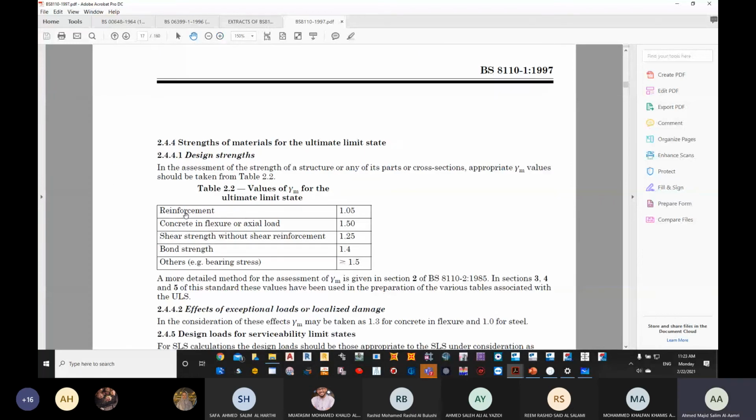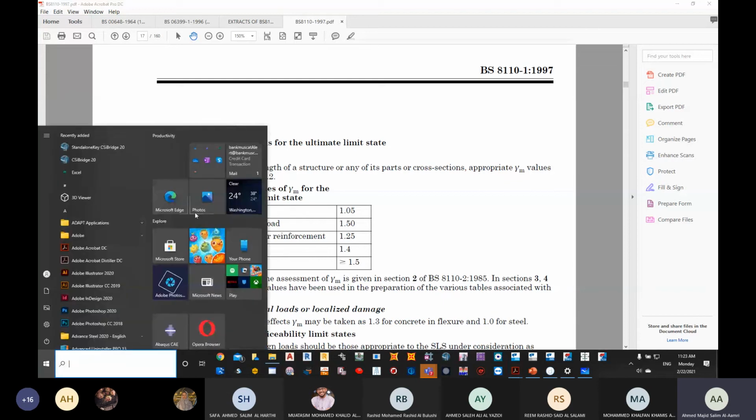you can see here there is a factor of safety for reinforcement which is 1.05. It means that the code BS 8110 1997 allows for 5% variance. They said 5% variance is allowed.